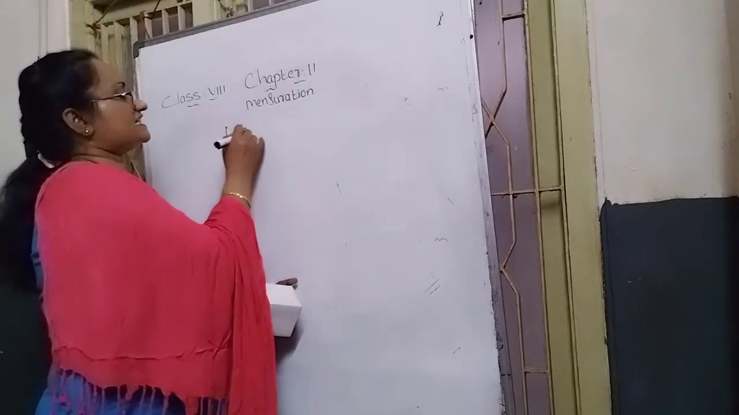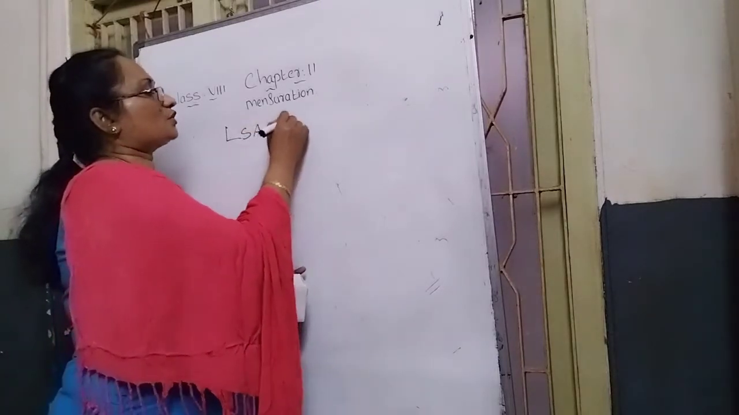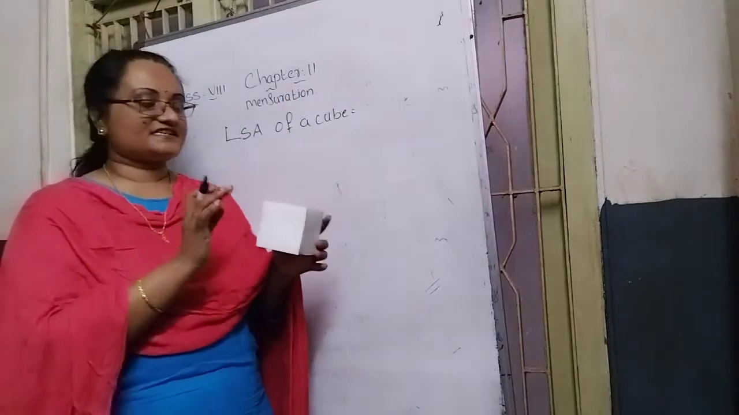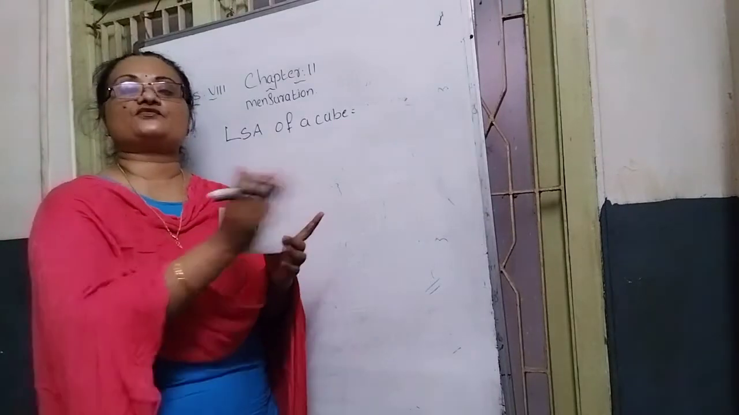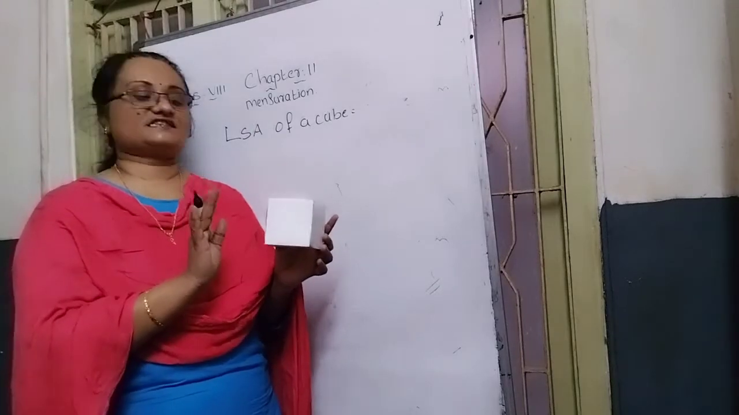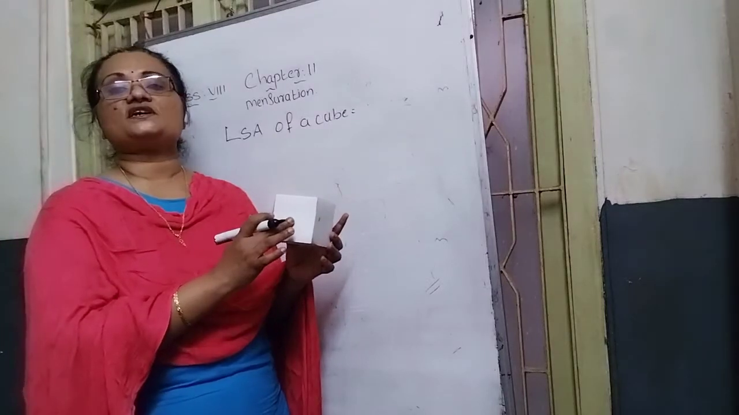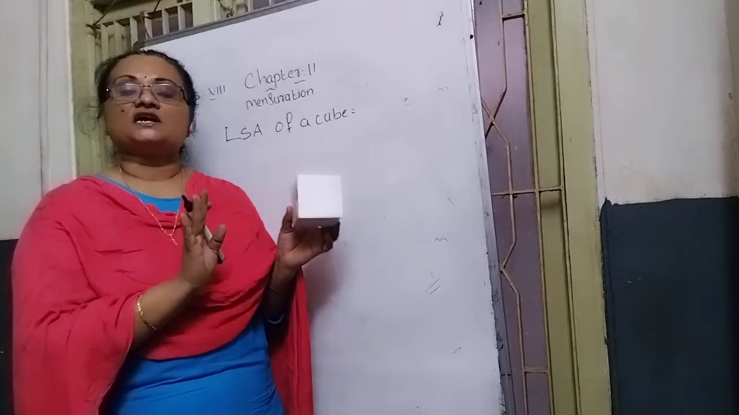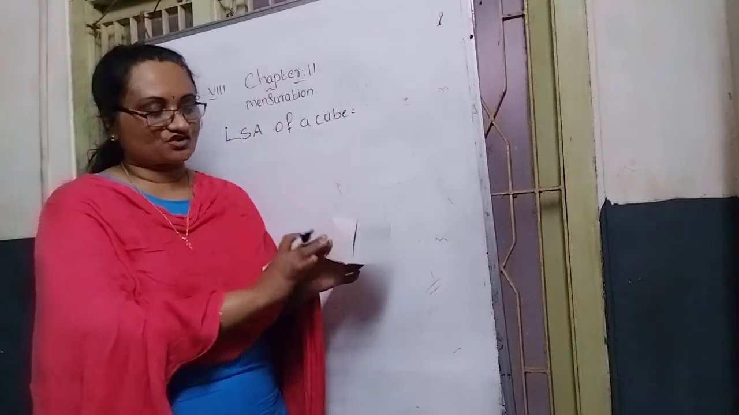Then we want to find out the LSA, the lateral surface area of a cube. How to find it? When asked for the lateral surface area of a cube, we consider only 4 faces: 1, 2, 3, 4. The top and bottom faces are not considered. Each face is in which shape? Square shape. Adding the areas of these 4 faces, we get the lateral surface area of the cube.